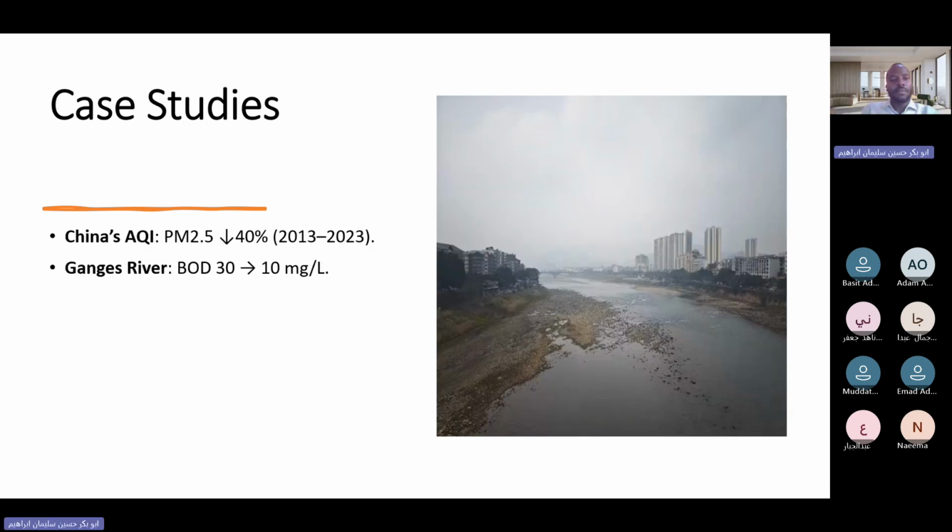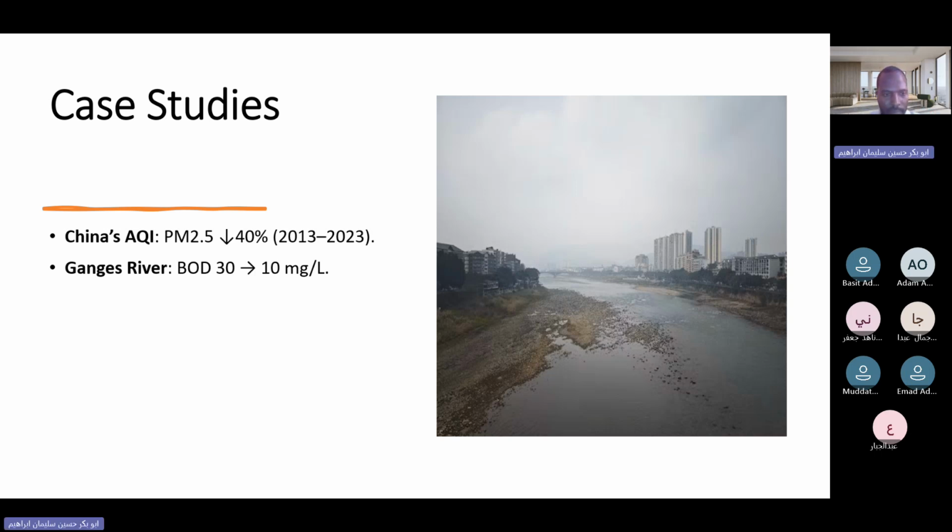Now let us see some studies in China. They are putting in environmental measure indicators, air quality indicators. When they put that program in, they reduced it by more than 40%. This was in China between 2013 and 2023, within 10 years.